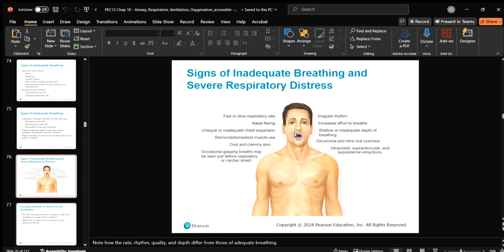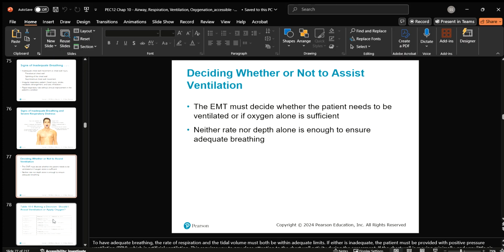All right, what's going on with this guy? What do we see around his mouth? Cyanosis, that bluing of the skin. Early sign or late sign of hypoxia? Late sign. All right, deciding whether or not to assist ventilation. Ventilation is the mechanical process.